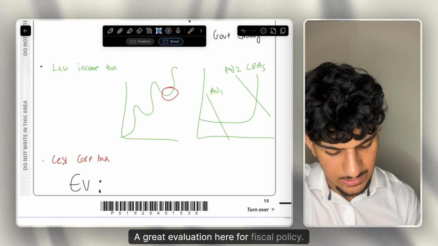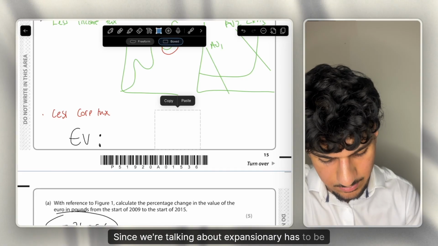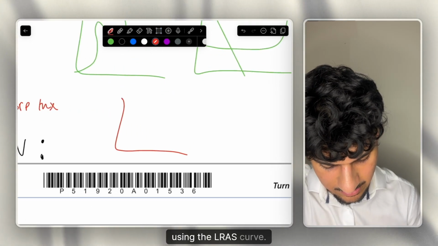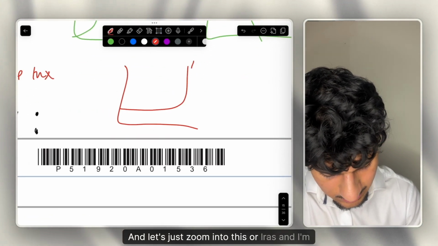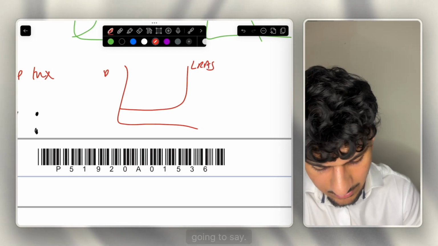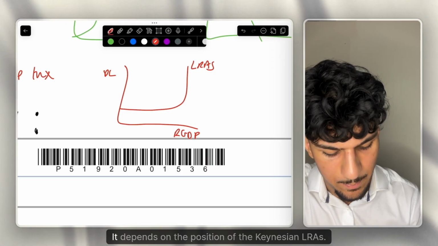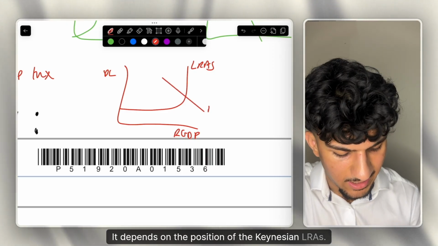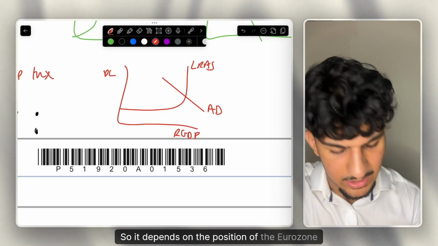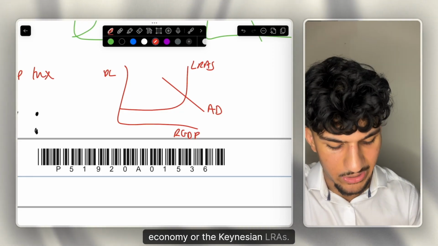A great evaluation here for fiscal policy, since we're talking about expansionary, has to be, again, using the LRAS curve. And let's just zoom into this, so LRAS. And it's a classic, but it's a very good one, and it picked up a lot of marks in the exam. It depends on the position of the Keynesian LRAS. So it depends on the position of the Eurozone economy on the Keynesian LRAS.